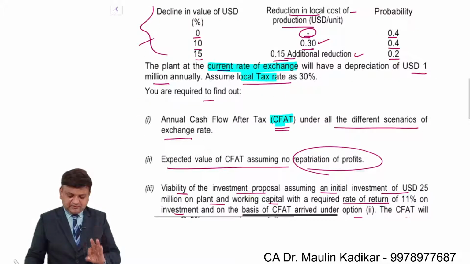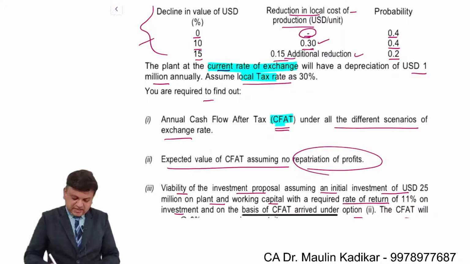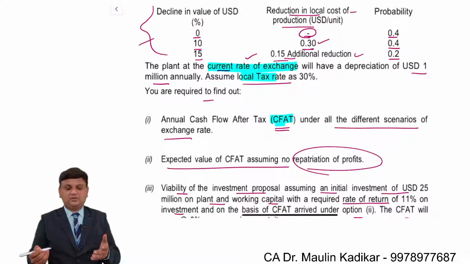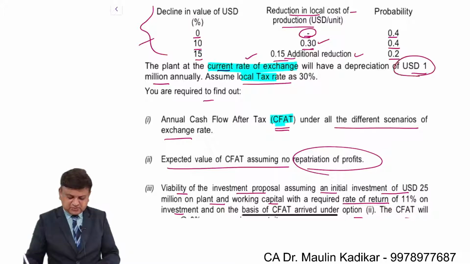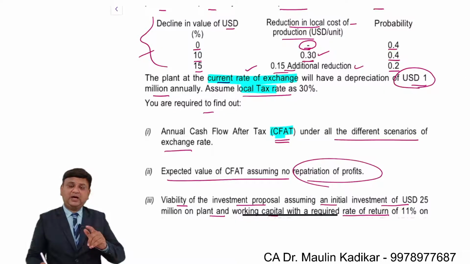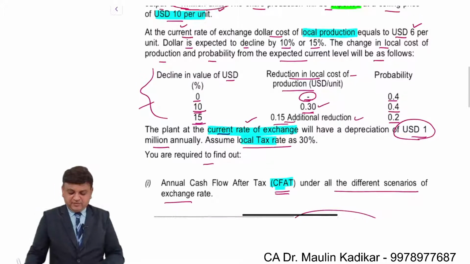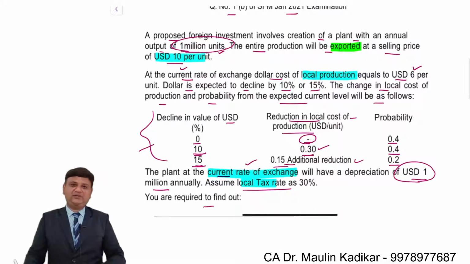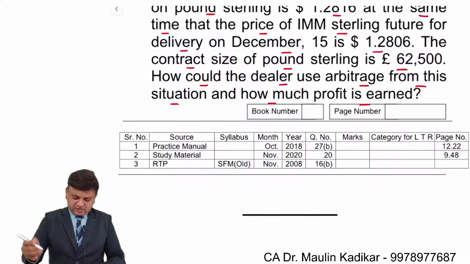Dear students, the language of the question says "at the current exchange rate." What is the current exchange rate? We do not know. The depreciation is 1 million. Now, if there is a decline in the value of the dollar, then the amount of depreciation that you can claim in the first case will be 9 lakhs. In the second case, it will be 8,50,000. With that, we are required to make the computation of the answer. So please write down the answer along with me.